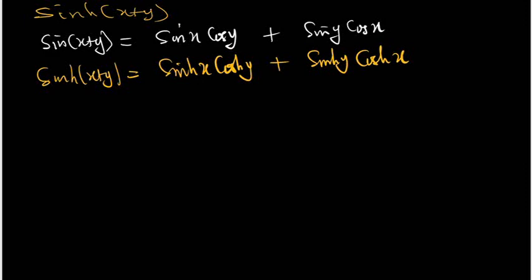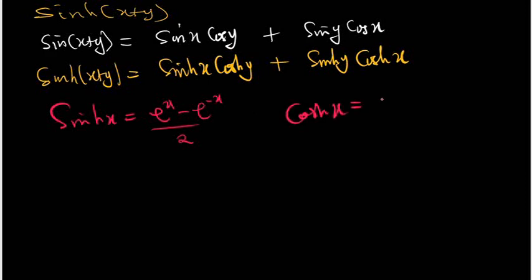But we also know that sinh x is defined using the exponential functions as e^x minus e^(-x) all over 2, and cosh x is also defined as e^x plus e^(-x) all over 2. We are going to use this definition to prove this identity. We'll replace sinh(x+y), sinh x cosh y, and sinh y cosh x with these exponential functions and see whether the left hand side will be equal to the right hand side.